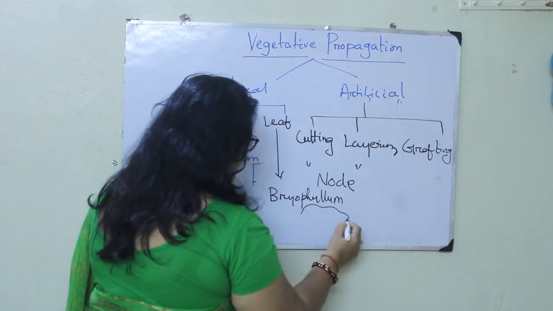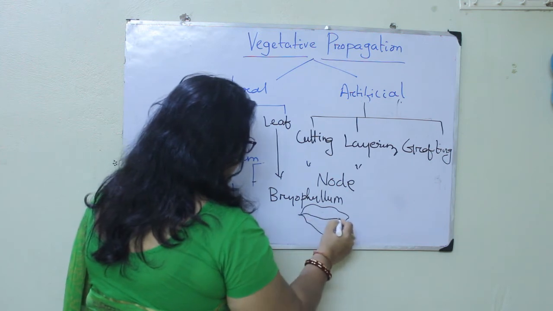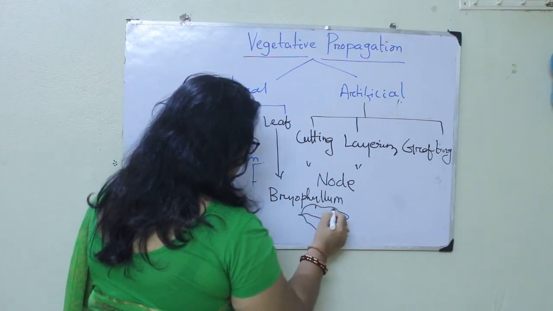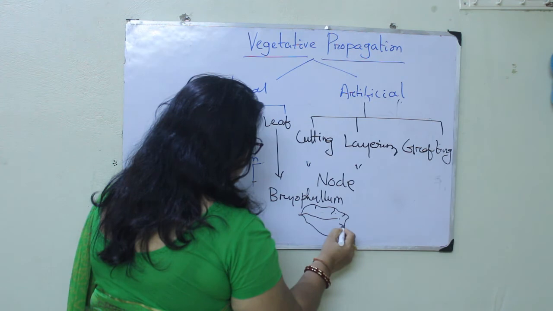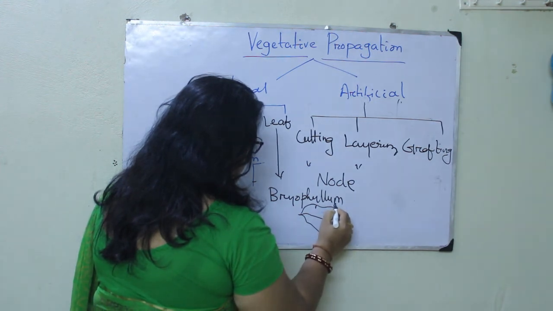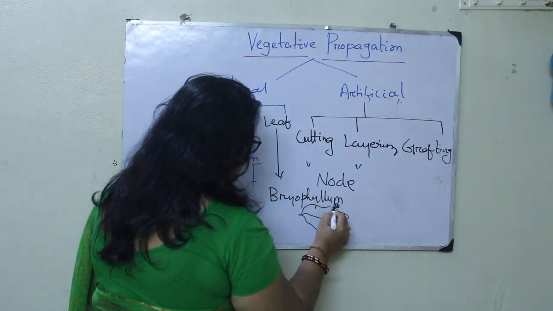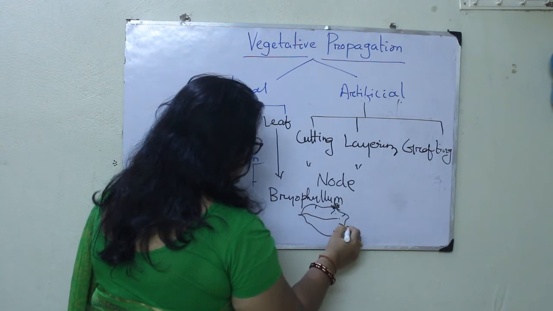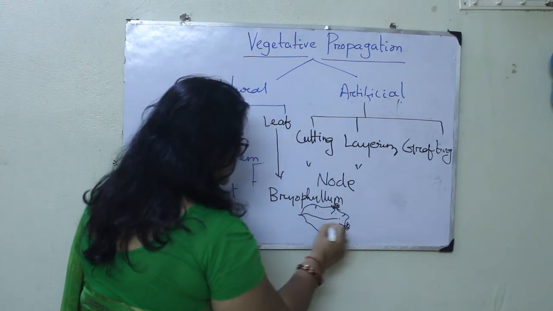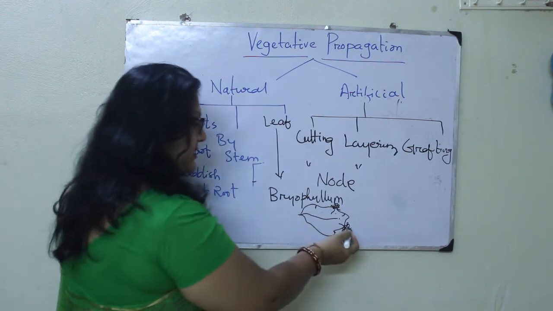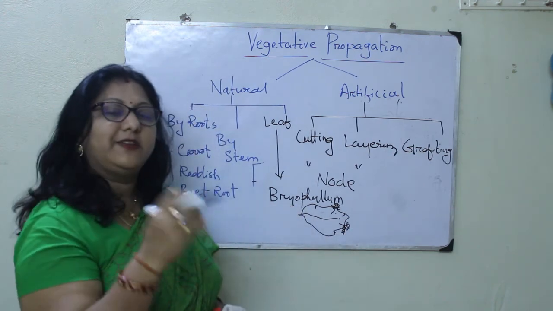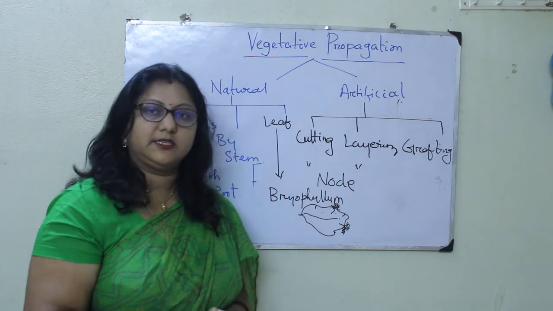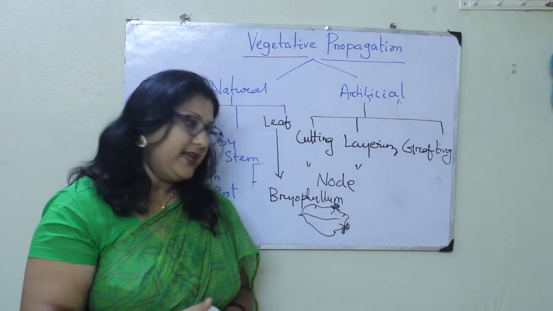Suppose I draw, this is the Bryophyllum leaf, and here are the notches, the groove points which are present. At one point, a tiny plant with roots will start developing at the notches. So shoot and root both will develop from the notches. That is vegetative propagation by leaves.